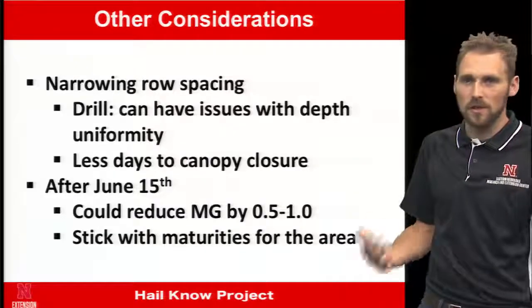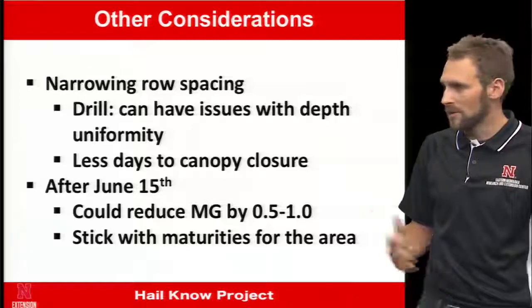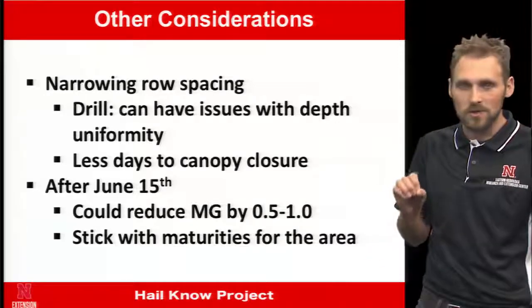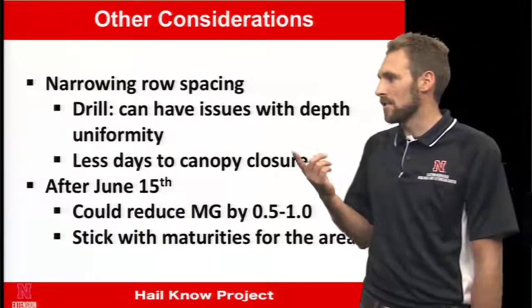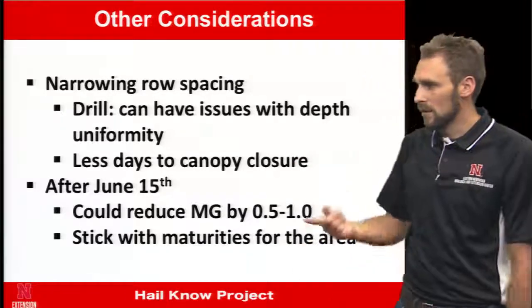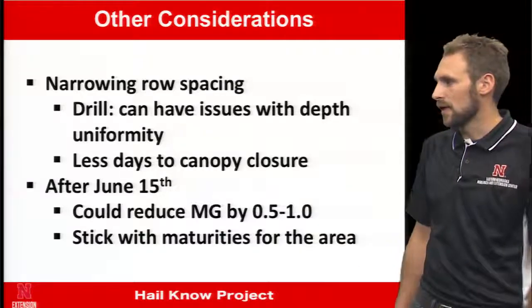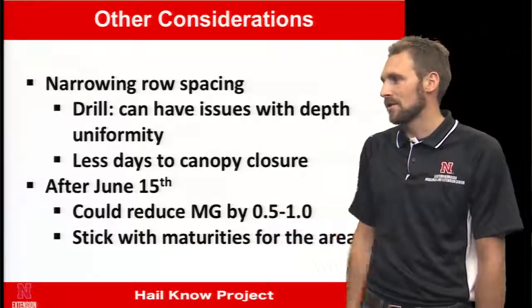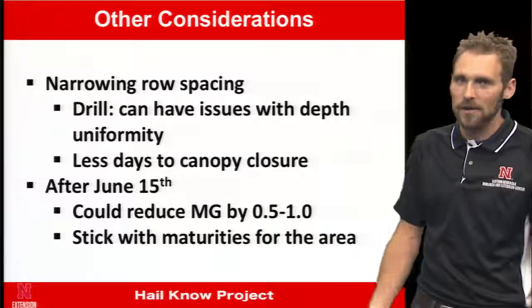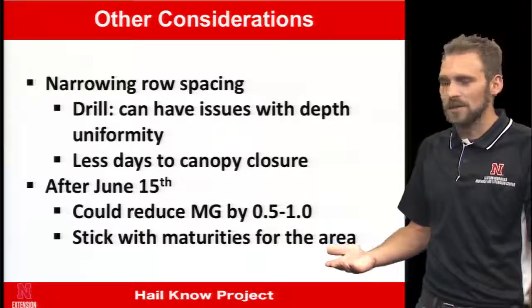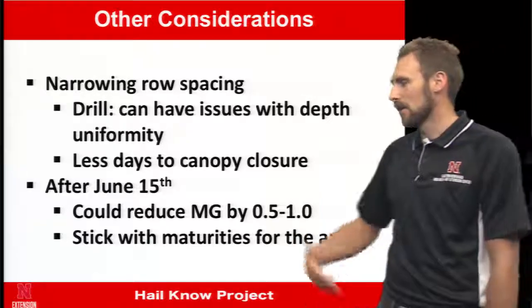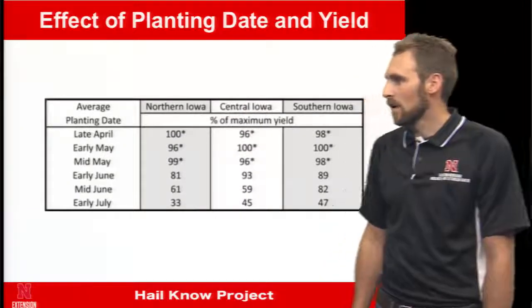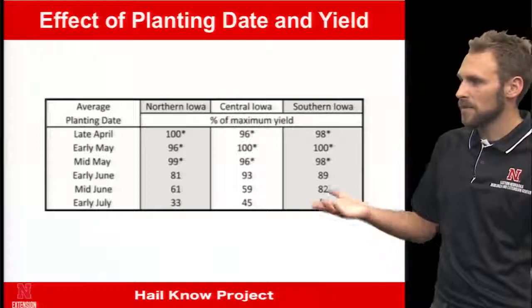Other considerations, narrow row spacing. You've got to drill. Drill's a good option. The reason you're doing this is you're trying to get full canopy closure as quickly as you can. So you can have some depth issues, but less days to canopy closure is the reason to do that. After June 15th, as I mentioned earlier, you can drop that maturity group by 1/2 to 1. Really stick with the maturities that are in your area to make sure you're not falling too far out of line and seeing other losses because of that. Okay, again, another one of those tables.